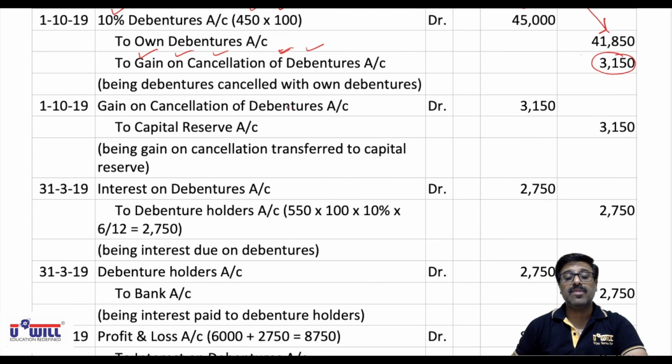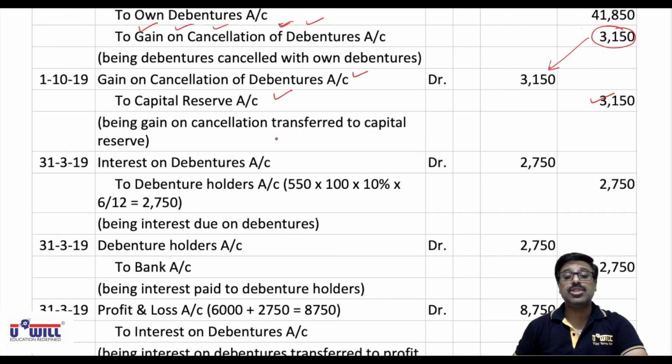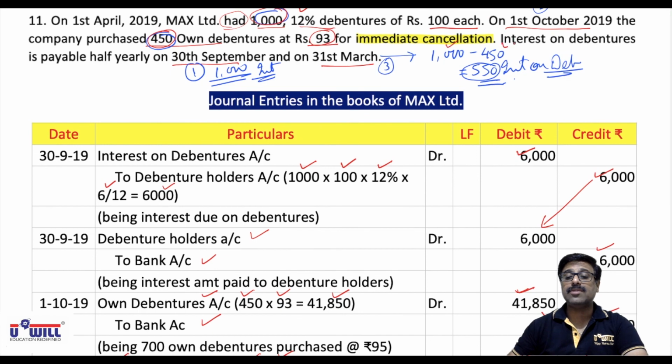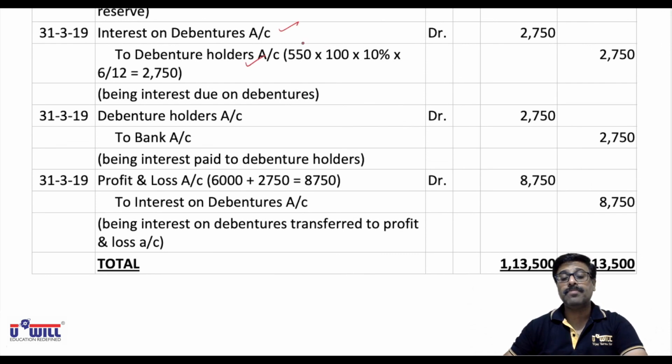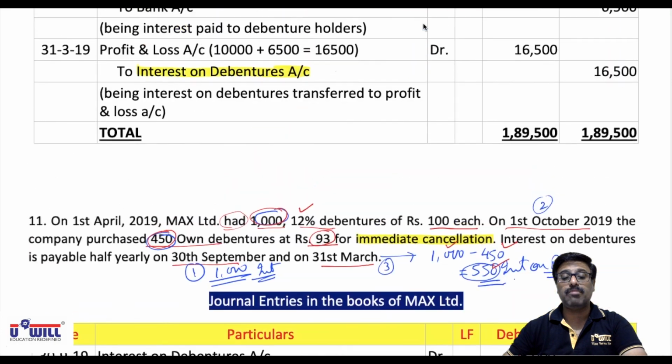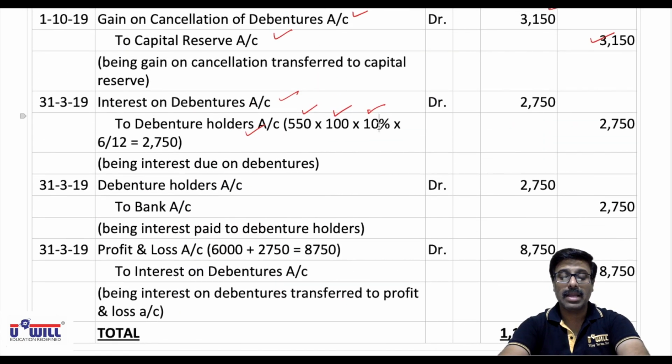Since there is gain on cancellation of debentures account, same date, gain on cancellation of debentures you will reverse in debit and transfer it to capital reserve. Now again on 31st March you will pay interest on remaining debentures as we discussed. 1,000 minus 450, you have to pay interest now on 550 debentures. So interest on debentures account debit to debenture holders account. 550 debentures into face value 100 into rate of interest 12%, and into 6 months interest. So 6 divided by 12, that would come equal to 3,300. Okay, so 3,300 must be the interest on debentures to debenture holders amount.